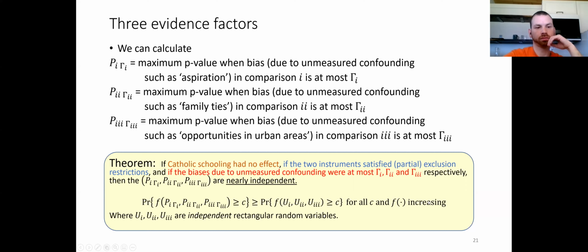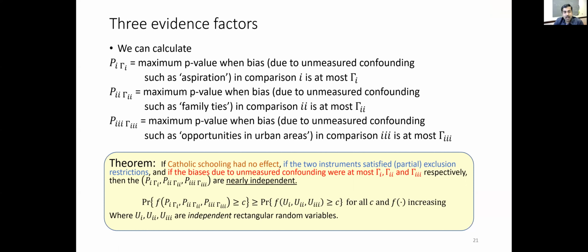For any increasing function f, the probability that f has a higher value is higher than the probability that f has a higher value under a uniform distribution. So this is the definition of near independence that we rely on for our later discussion.